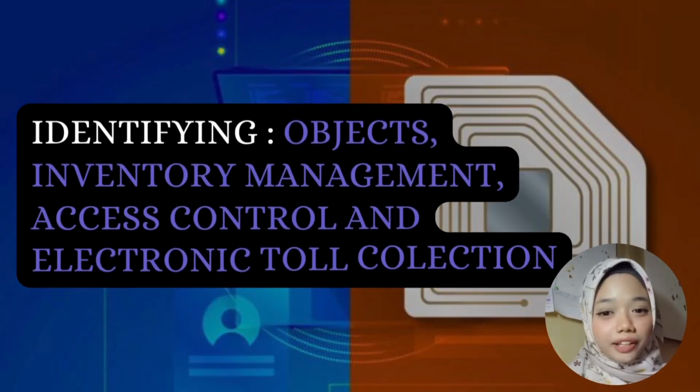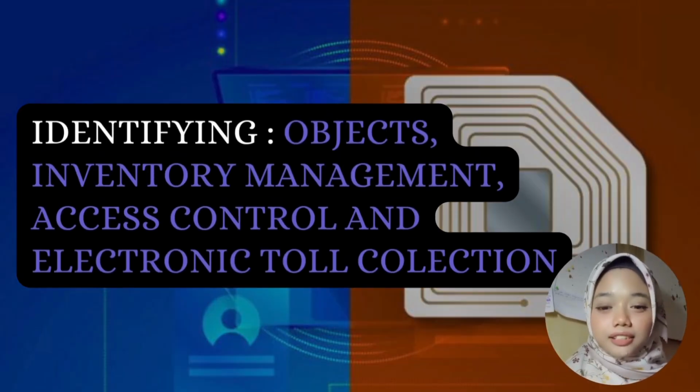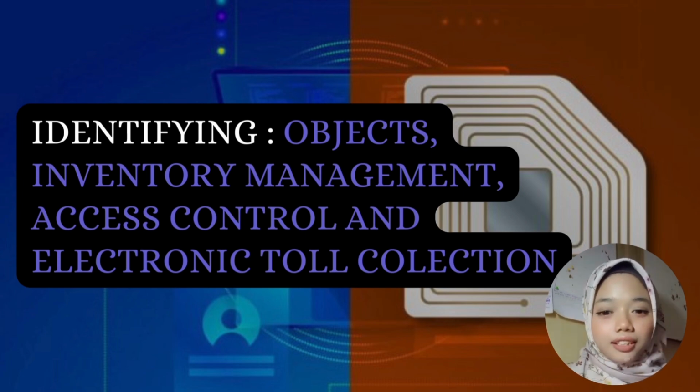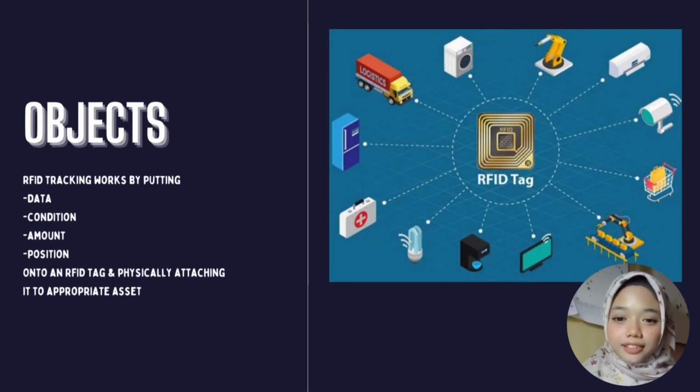Next is identifying objects, inventory management, access control, and electronic toll collection. First things first, for identifying objects, RFID tracking works by putting data such as ID, conditions, amount, position, etc. into an RFID tag, active, passive, or semi-passive, and physically attaching it to the appropriate asset, which can then be read and captured in an asset tracking system.